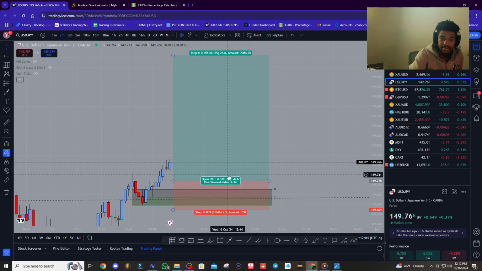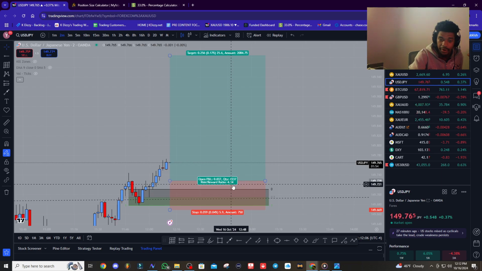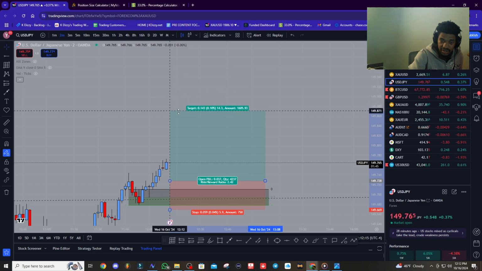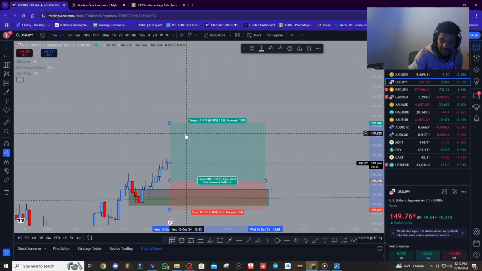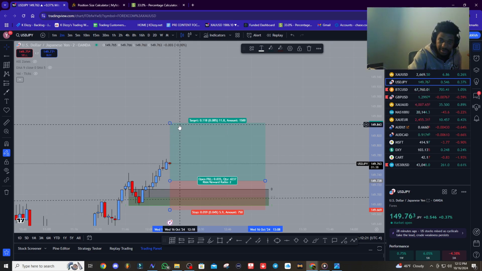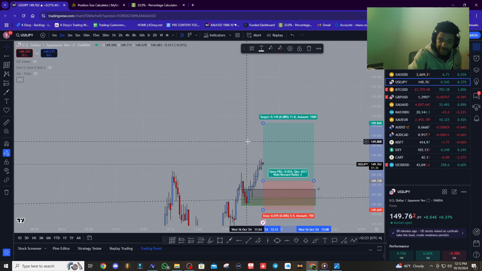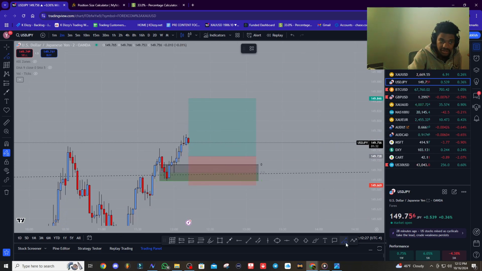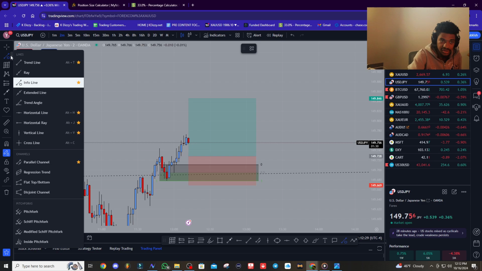So yeah, that's a 4.34 risk to reward ratio, and that's 25 pips. And you can see a change if you want 2 times the amount of money that you risk. So if you risk $1,000, you'll be making $2,000 right there. And the best thing is also this tool right here, the info line.